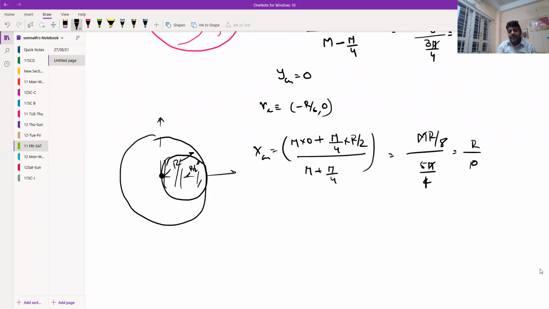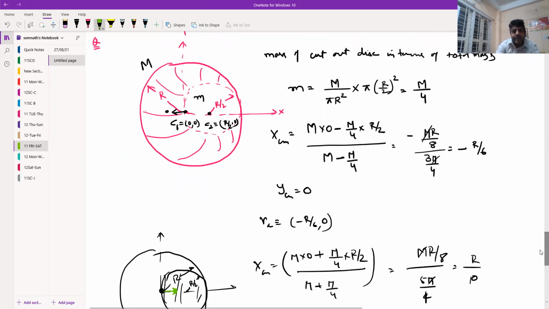So what do you mean by that? Our center of mass is r by 10, 0, right? So we realize that the center of mass is shifted where you have maximum mass, right? That means wherever the mass is more, the center of mass will shift there. Yes or no? You all can see me, right?